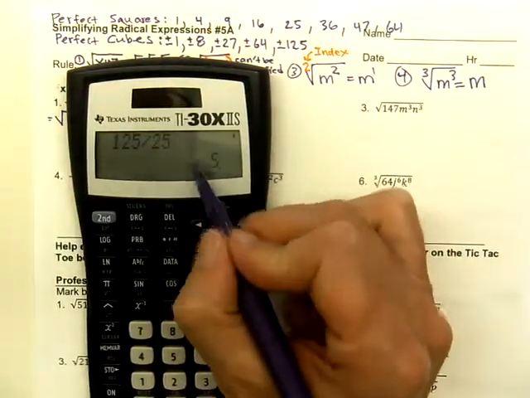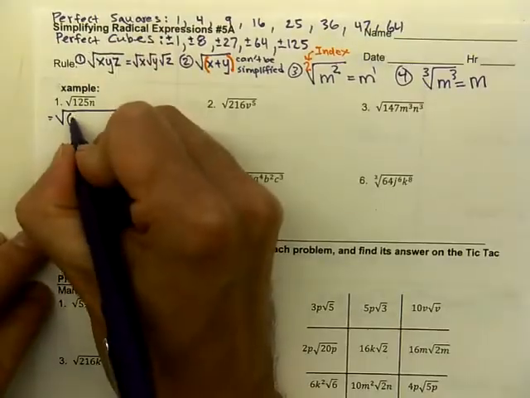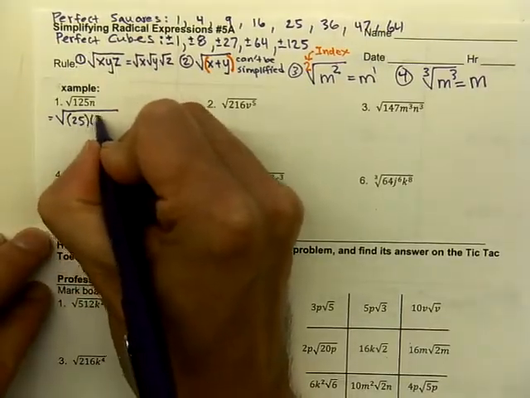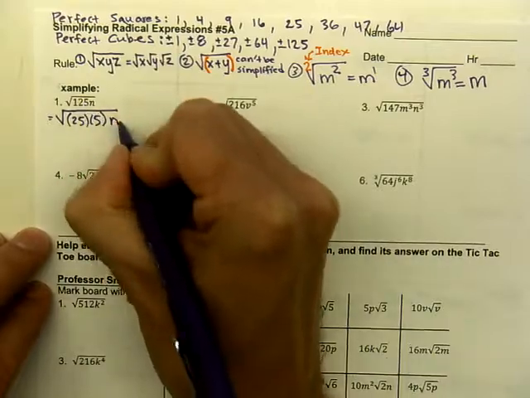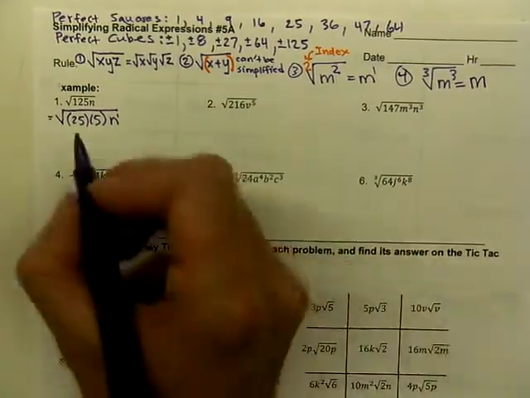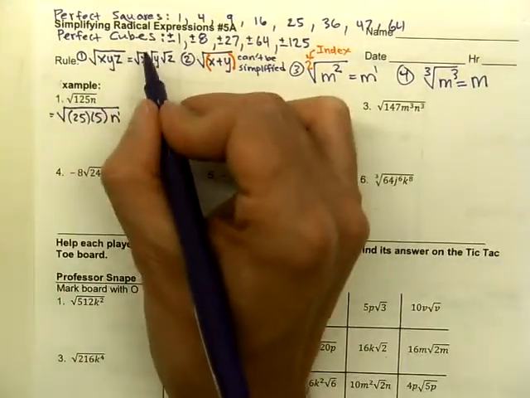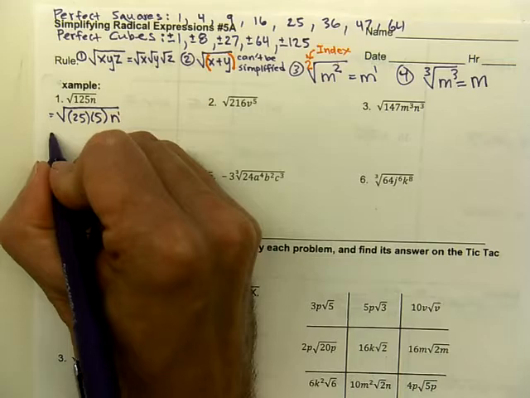So that's the factor pair, 25 times 5. So rewrite that as 25 times 5. And here we just have n to the first power, so there's nothing to do with that right now. Now, normally we do this next step in our heads, but I'm going to write it down using this rule so you can see what we're doing in our heads.